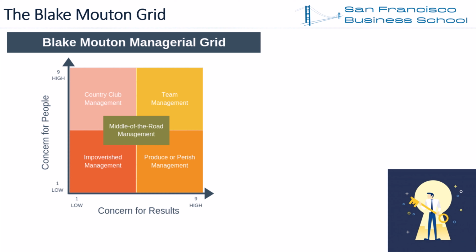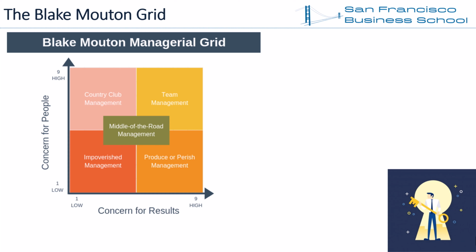3. Middle-of-the-road management. Medium results and medium people. A middle-of-the-road or status quo manager tries to balance results and people, but this strategy is not as effective as it may sound. Through continual compromise, they fail to inspire high performance, and also fail to meet people's needs fully. The result is that their team will likely deliver only mediocre performance.